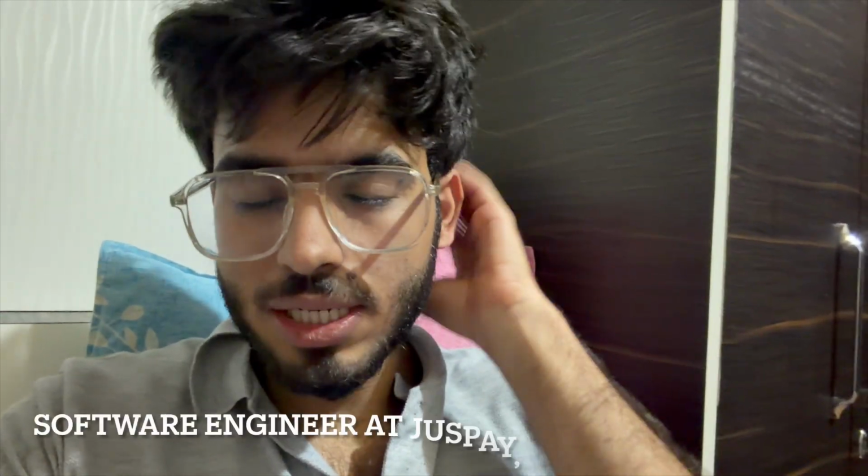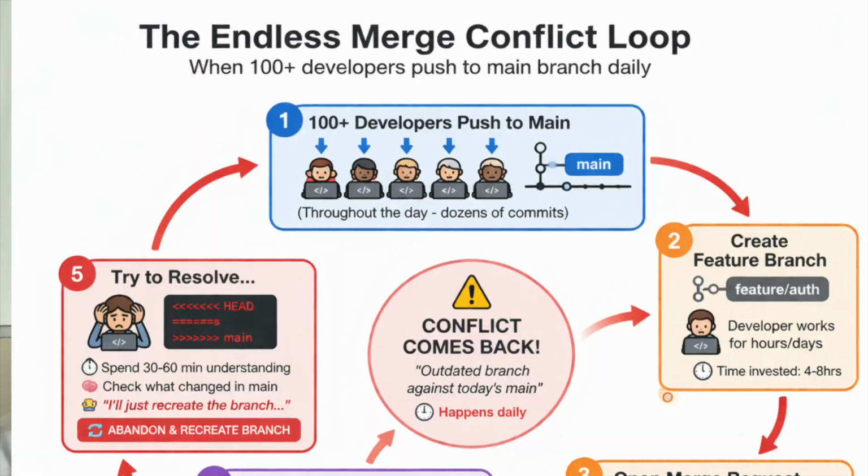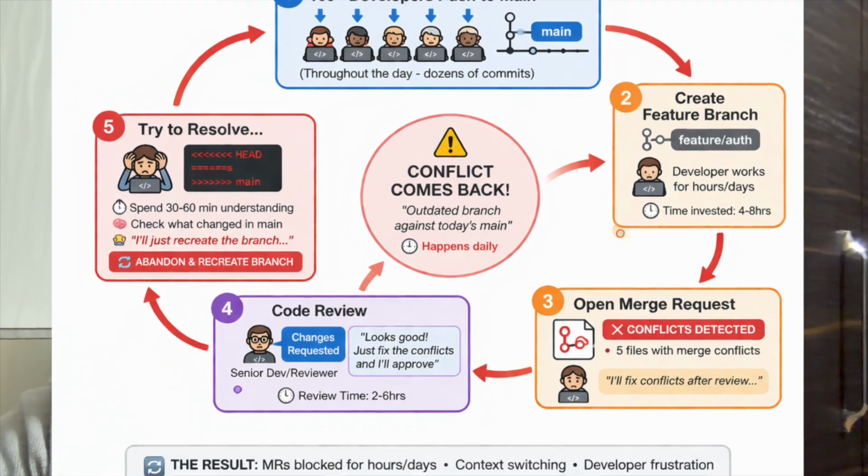I am a software engineer at JustPay, which is a startup. There we are building a product with a team of 100-plus members. Every day we push new features to the main branch. One of the biggest pain points for me and my colleagues is merge conflicts. Every day we push something, and while a PR gets reviewed, we have to resolve the merge conflict again while rebasing.